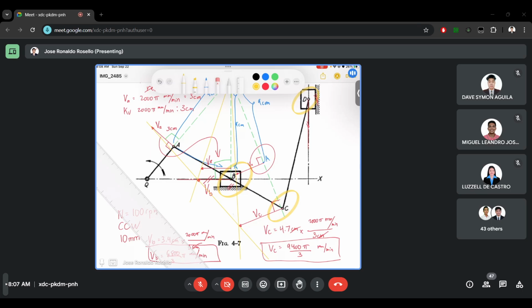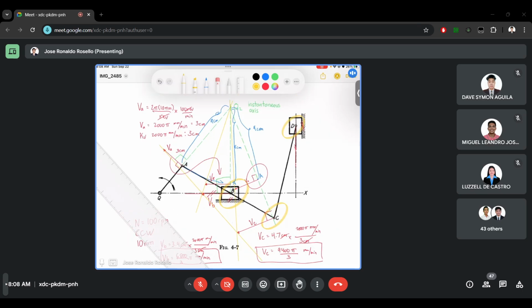we can see that the proportionality line applies also to this method. Okay, now we go to velocity D. For velocity D, we cannot use Q2 as the instantaneous axis because point D is not on the same link as A, B, and C. We only use Q2 on A, B, and C because A, B, and C are on the same link. So how do we determine the velocity at D?